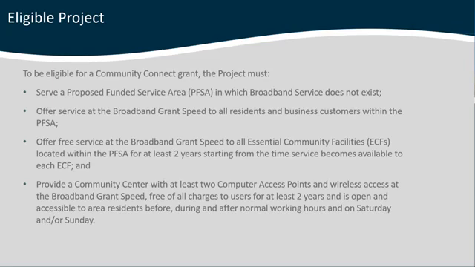And provide a community center with at least 2 computer access points and wireless access at the broadband grant speed, free of all charges to users for at least 2 years. And it must be open and accessible to area residents before, during, and after normal working hours, and on Saturday or Sunday. So a couple of points here. The Farm Bill changed the definition of critical community facilities that have been used in the past to essential community facilities. So they're pretty much the same thing. Make sure that you consult the definition that's called out in the reg just to make sure.